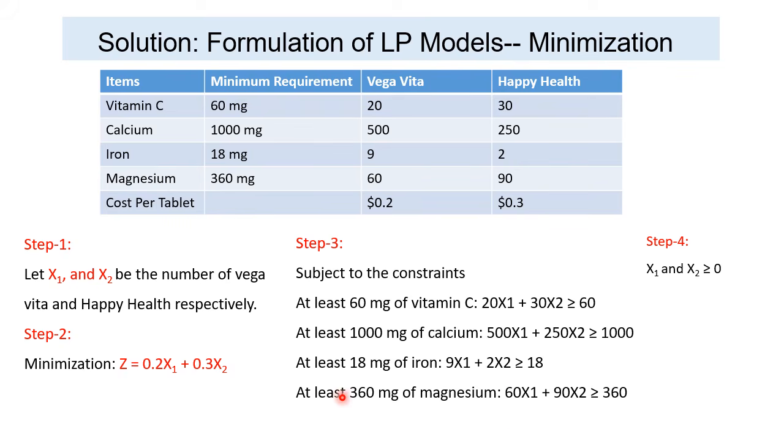And the last one is at least 360 milligrams of magnesium is required, so 60 x1 plus 90 x2 greater than or equal to 360. These are the constraints. After stating the constraints, the last is all the decision variables should be greater than or equal to 0. That is the non-negativity restrictions.